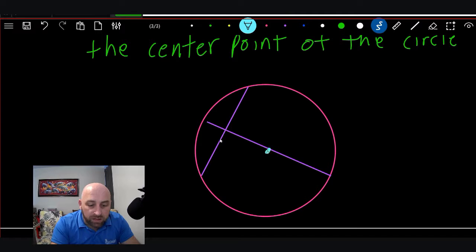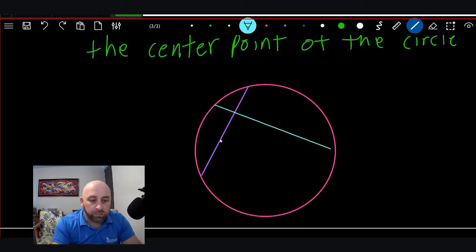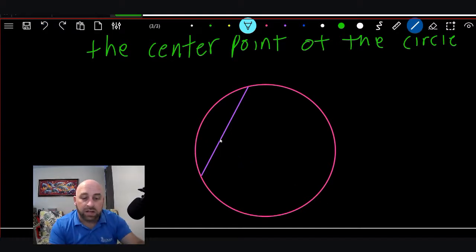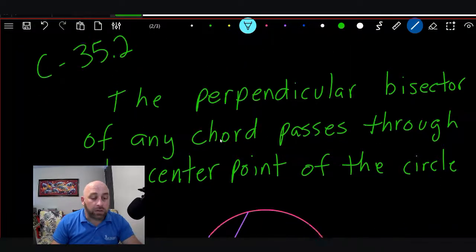In other words, the center point has to be on that line. It can't miss the center point. Any perpendicular bisector of a chord must be a diameter. It can't be anything other than a diameter. It can't be another chord. Look what happens if it's another chord: then it's not bisected. If it's a perpendicular anywhere else and it doesn't pass through the center, then it's not a diameter. So the only one that this works for is the diameter of the circle, and it will pass through the center point. It must. That's corollary 35.2.